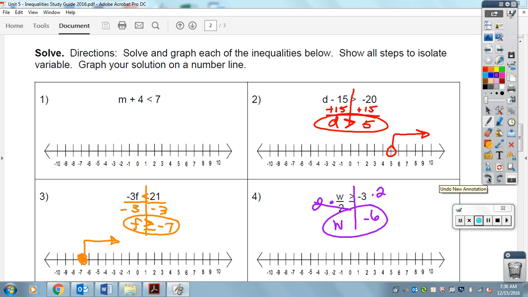Got to put something. And in this case, does this symbol flip? The answer is no. It does not flip because I multiplied by a positive. If I had multiplied by a negative, it would have flipped. But I multiplied by a positive. So this symbol doesn't flip. This negative was already there.